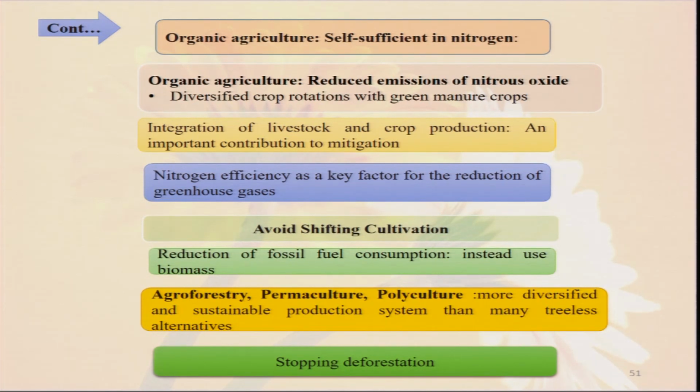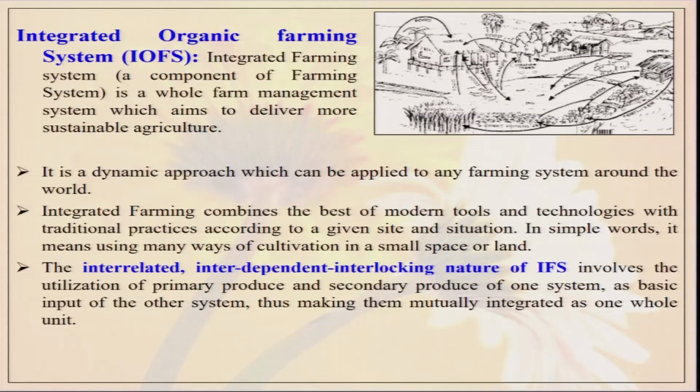There are different types of other things like agroforestry, permaculture, polyculture. In this system, integrated organic farming system comes in. Integrated organic farming system means where we are growing not only the crop, we are also growing vegetables, fruits, livestock, fishery, everything in a holistic approach within a small farm, organically managed. It is a dynamic approach and nothing is being wasted. All the byproduct or waste product of one thing is an input for the others, so that our market dependence for external inputs will be very much less.